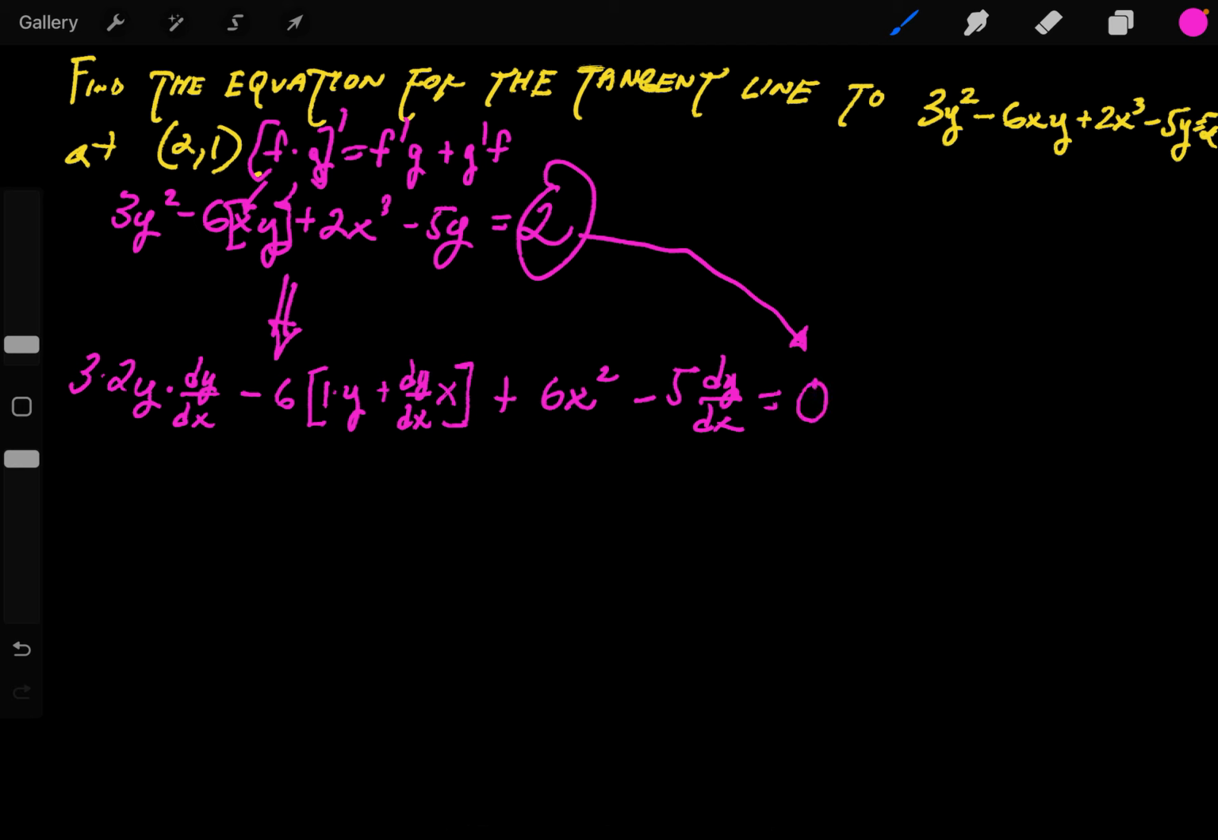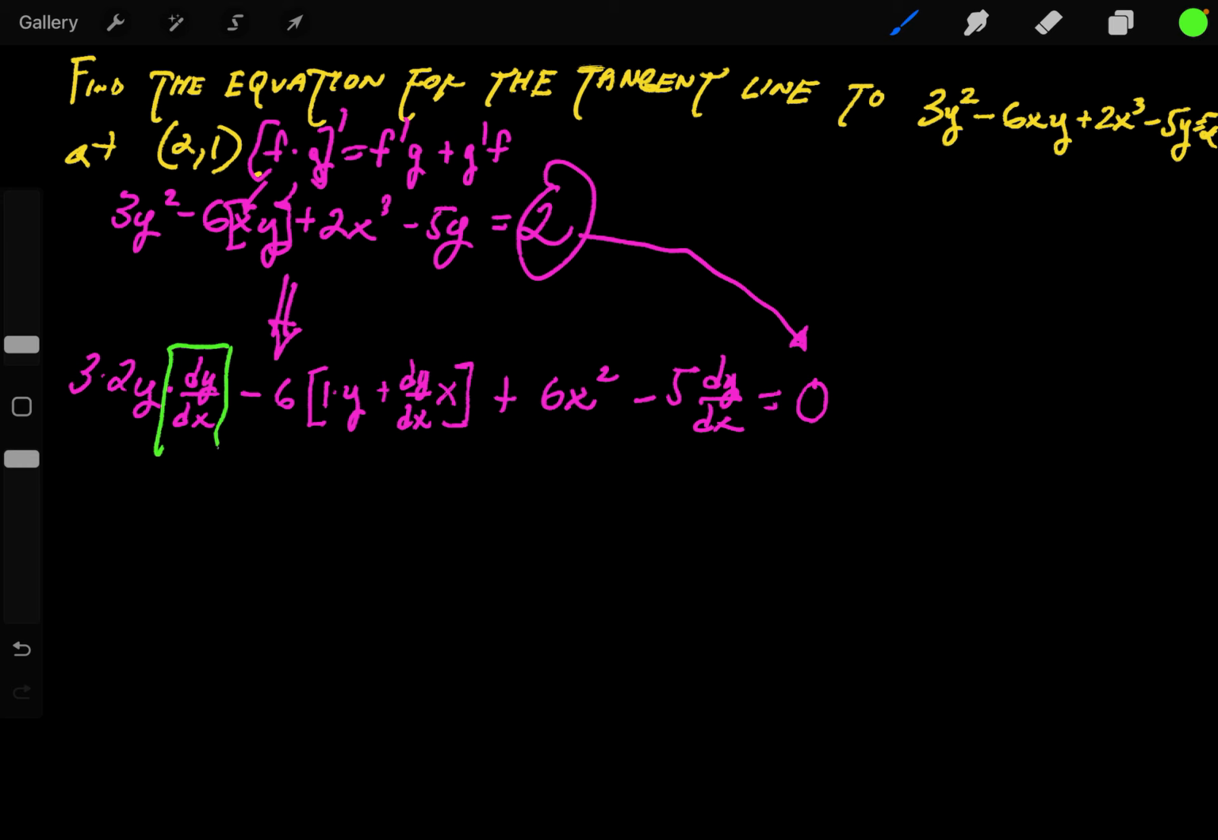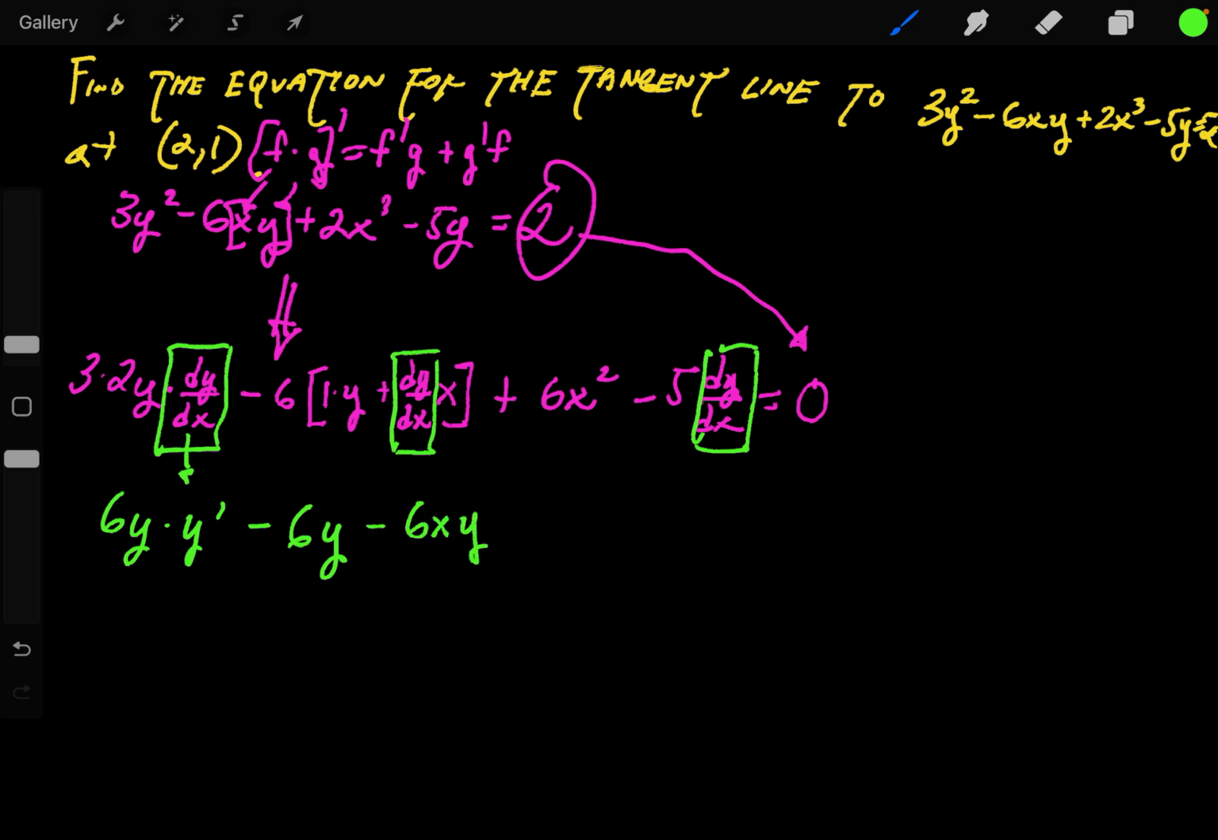Now you could sit here and distribute and get dy/dx by itself on one side of the equal sign. As a matter of fact, since I messed up last time, I'll show you how that's done. 6y, and I'm going to write it as y prime. Again, make sure you know that these are the same thing. Minus 6 times y, minus, did I mess this up? 2y, nope, minus 6x y prime. When I distribute the minus 6, plus 6x squared minus 5 y prime equals 0.